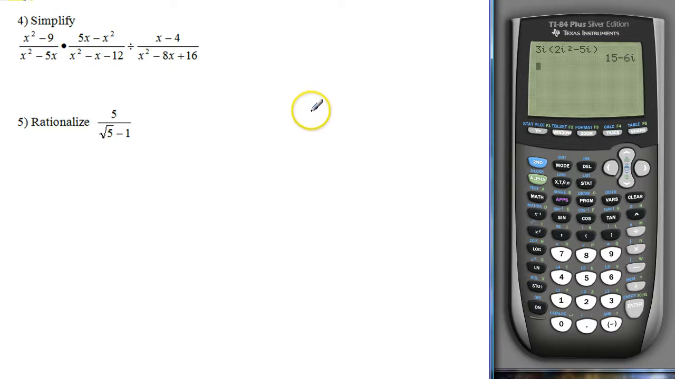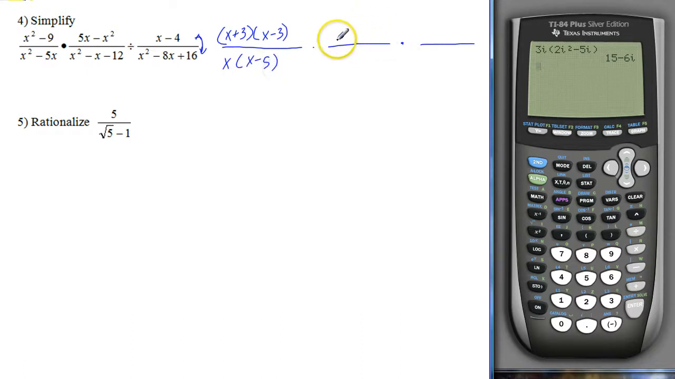Number 4. This is a multiply and a division. So what we're going to do is factor, cancel, clean it up. Since it's a division problem, this one will also become multiplication, but you must flip the back part. So x plus 3, x minus 3. Take out of x, x minus 5. Take out of x, 5 minus x.